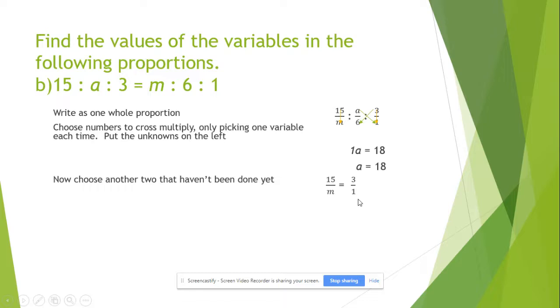All right, let's cross multiply, starting with our variable. So 3 times M and 15 times 1. That leaves us with 3M is equal to 15. Right, we divide them by 3 so that we can get rid of our 3. Divide that by 3, divide that by 3, which gives us M is equal to 5. That's how you do it.